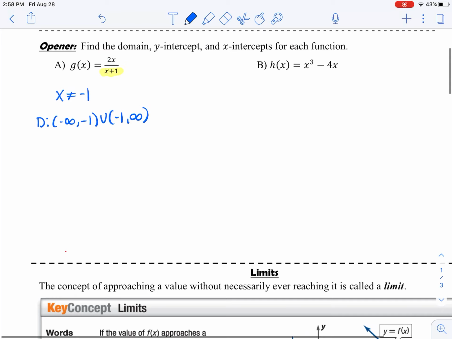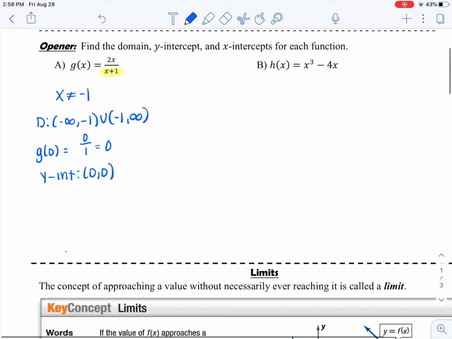All right, next, my y-intercept. I find y-intercepts by plugging in 0 for x. So that's what I'm going to do here. I'm going to plug in 0 in the numerator. That gives me 0. Plug in 0 in the denominator. That gives me 1, which simplifies to 0. So my y-intercept is (0, 0). When I plugged in 0 for x, I got 0 for y.